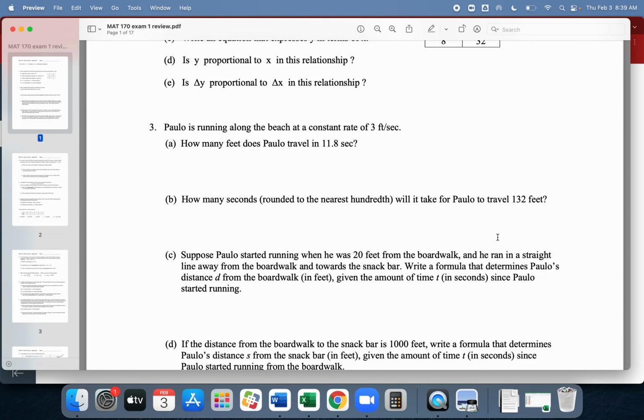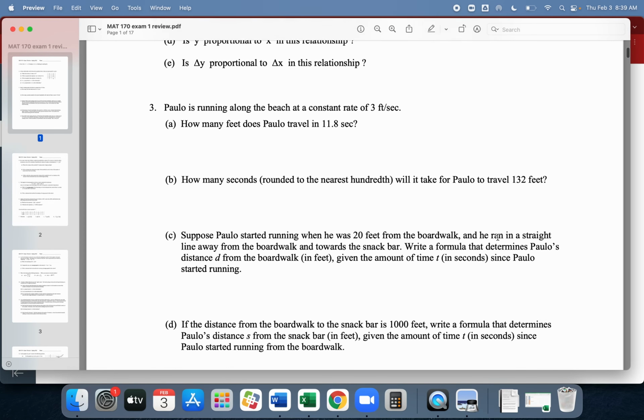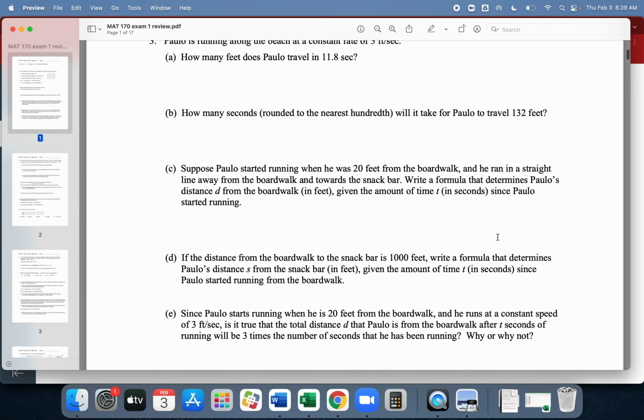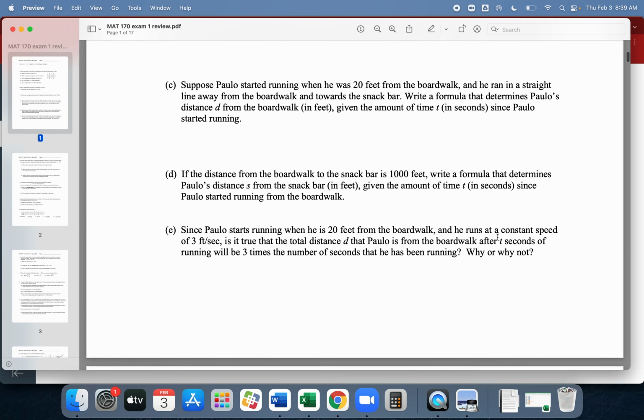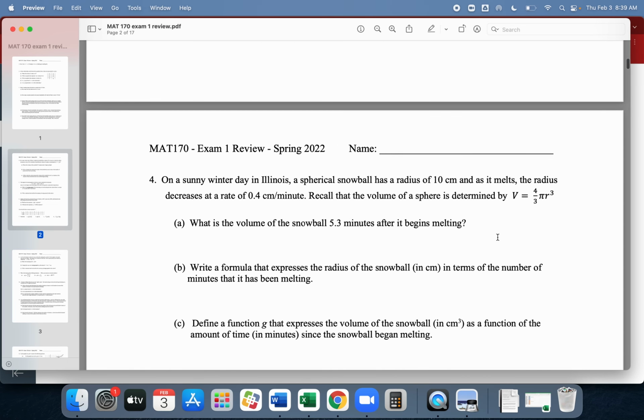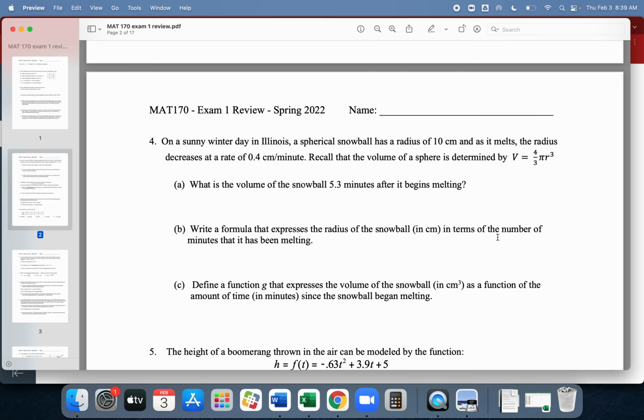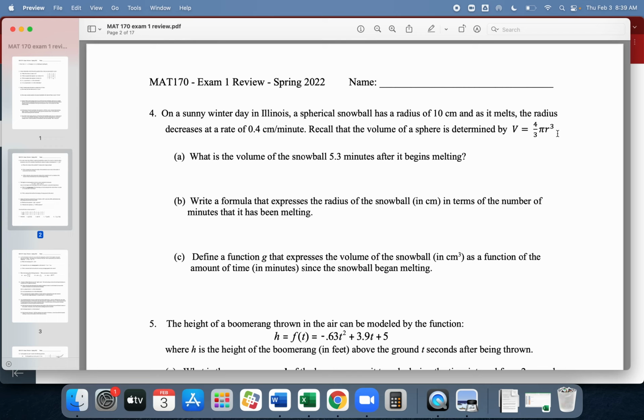We've got constant rates of change for Paolo running on the beach, and here's not a table of values, but just a bunch of different details. We've got formulas that we can use to find either the declared output value, like the volume in this case, or you can find the radius. Or actually what this one's asking you to do is a composition of functions.